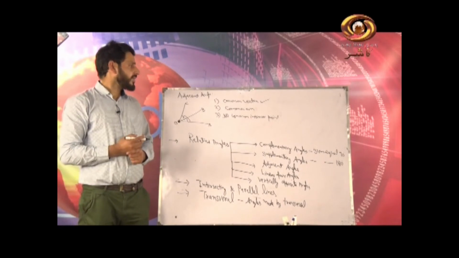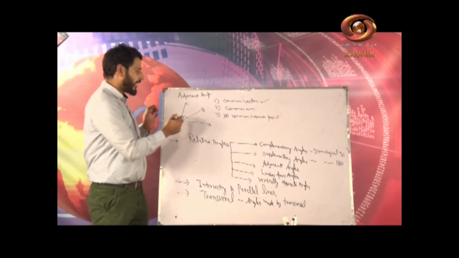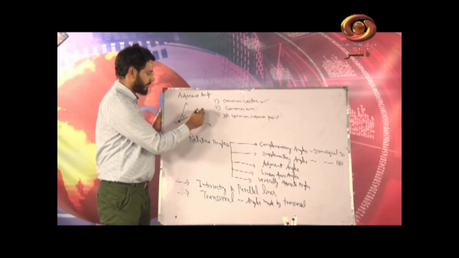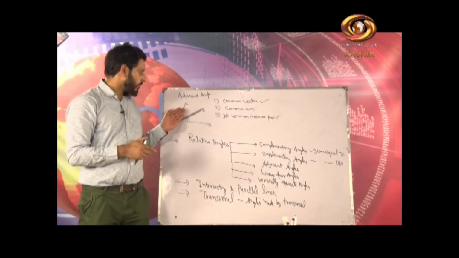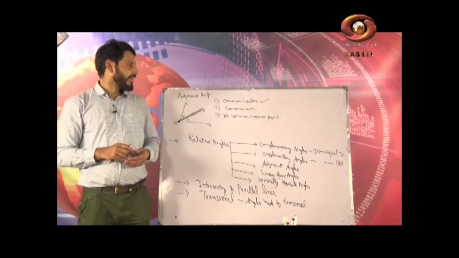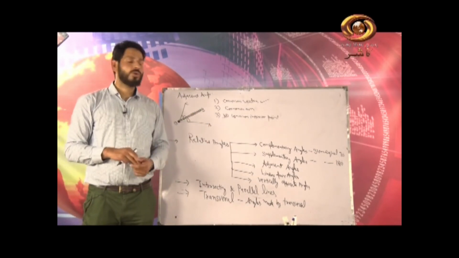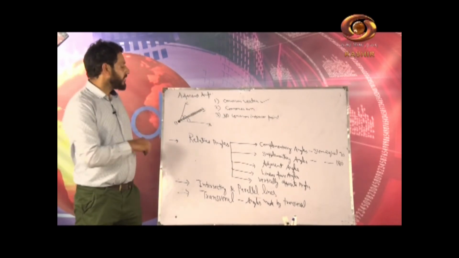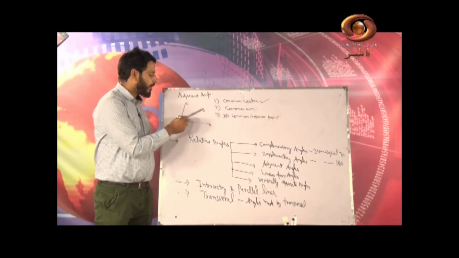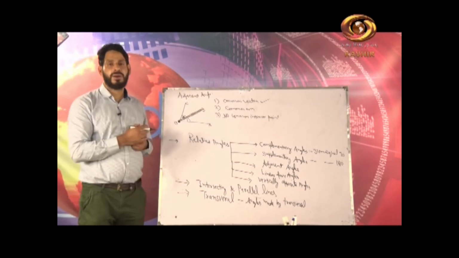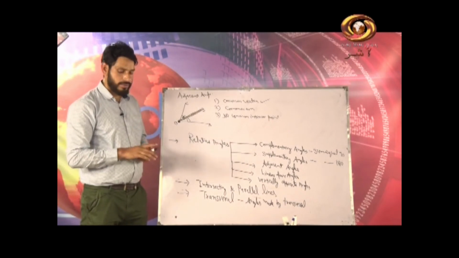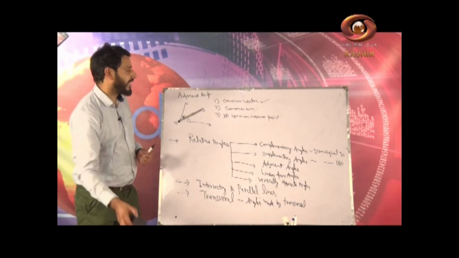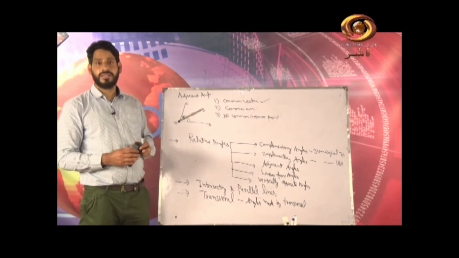Second condition is that they should have the common arm. Yes, they have the common arm like this one. B is the common arm for both the angles, angle 1 and angle 2. Third thing is that they should have no common interior point. That is, angle 2 does not share any part of angle 1 and angle 1 does not share any part of angle 2. To make it more understandable, let us take another example to understand what no common interior point means.